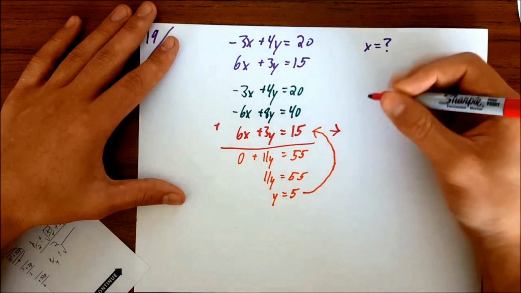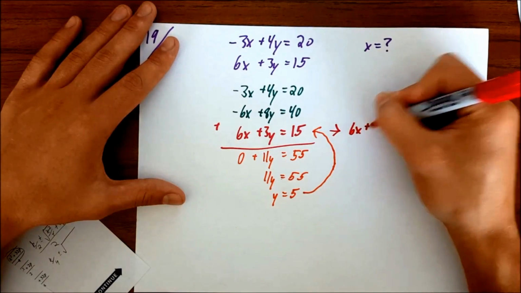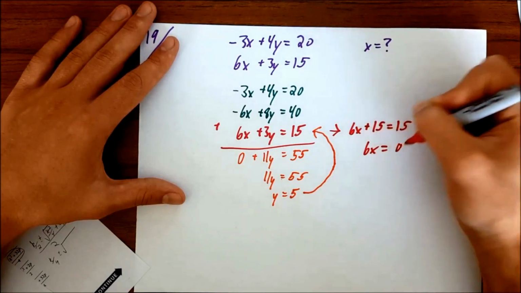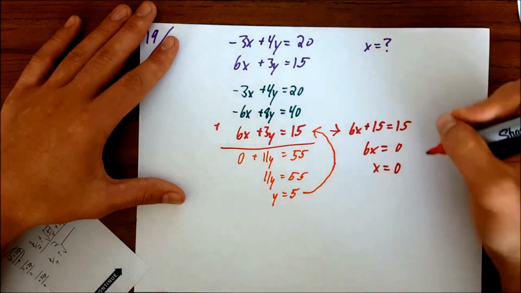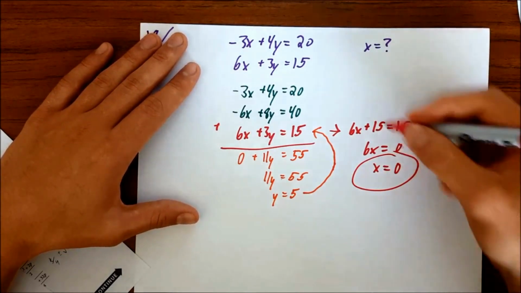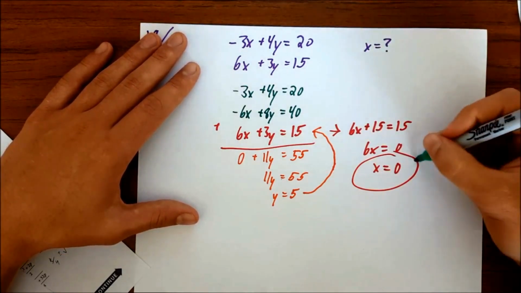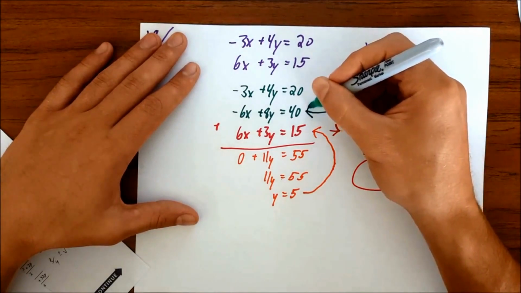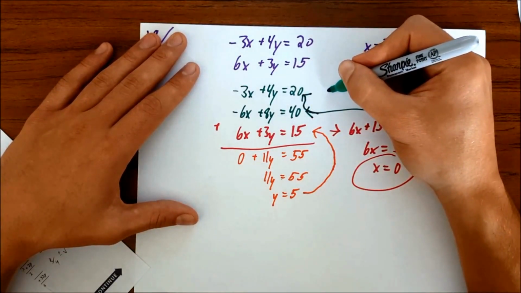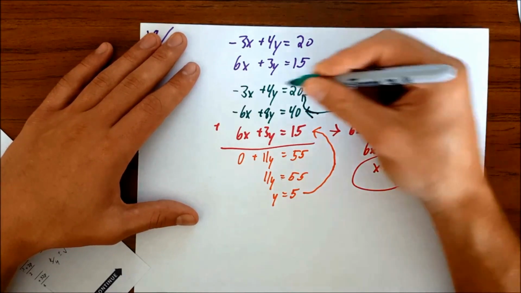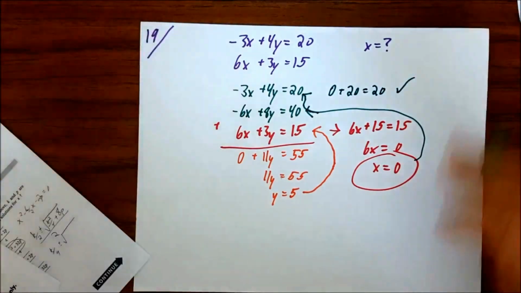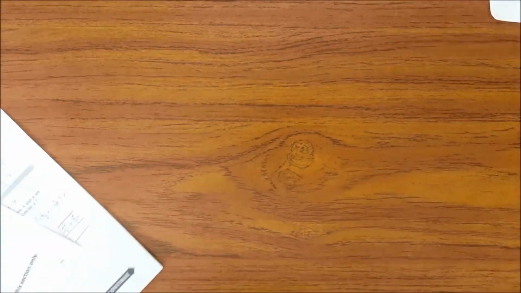So then you would get 6x plus 15 equals 15, 6x equals 0, and you actually get that x equals 0. So that's your answer, and you can check that back in this equation. It's always a good idea, or this one if you prefer. So that would be minus 3 times 0 is 0, plus 4 times 5 is 20, equals 20. Good, okay. All right, so on to the last one.